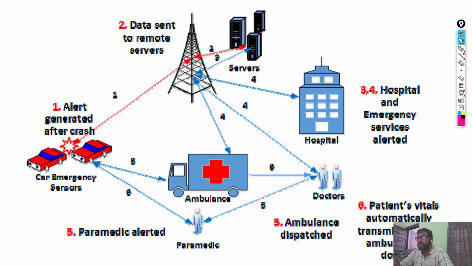Here in this example, suppose this is also a good example of machine to machine communication. Here in the picture, suppose there is an accident in this situation. Two cars had an accident.